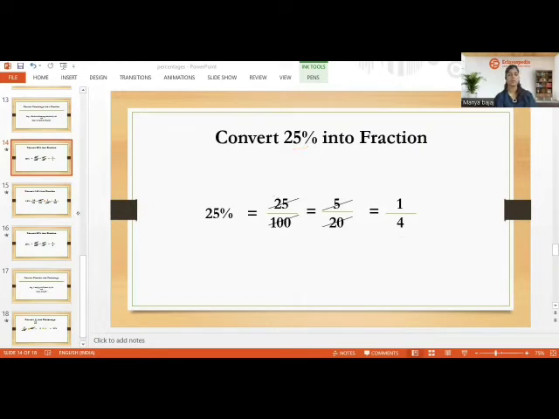Moving on to the next one. One more example: 60% into a fraction. So 60 upon 100, that means 6 by 10, and we simplify it, we get 3 upon 5.